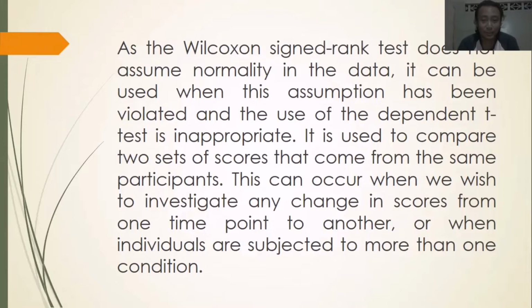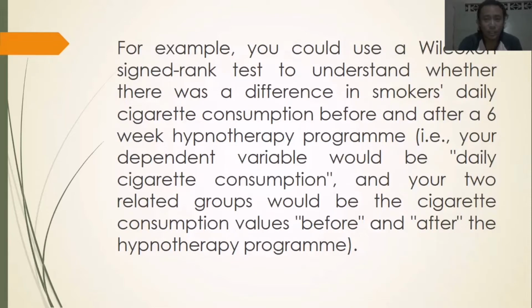It is used to compare two sets of scores that come from the same participants. This can occur when we wish to investigate any change in scores from one time point to another, or when individuals are subjected to more than one condition. For example, you could use a Wilcoxon signed rank test to understand whether there was a difference in smokers' daily cigarette consumption before and after a 6-week hypnotherapy program. So your dependent variable would be the daily cigarette consumption, and your two related groups would be the cigarette consumption values before and after the hypnotherapy program.